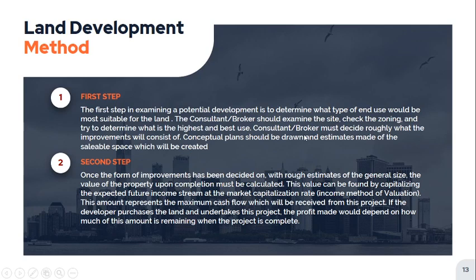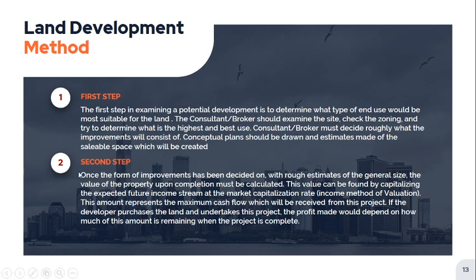The consultant or broker must decide roughly what the improvement will consist of. A conceptual plan should be drawn and an estimate made of the sellable space which will be created. So the first step we're going to do, if we value the land, is to know what is the best development for the site. So we're doing the highest and best use analysis.